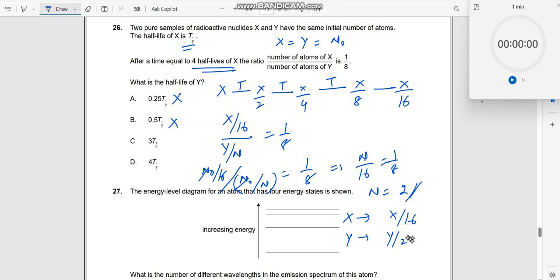Now let us look at the values over here. When 4 half-lives have elapsed for X, you can see the value of Y decays only by half. Thus the half-life for Y is only 4 times T half. Hope you get this one.